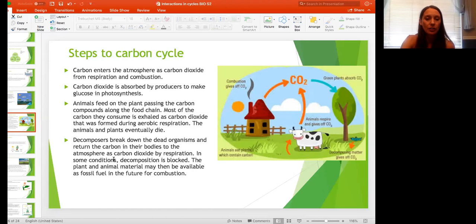So two parts to this one here, that decomposer part. We talked about how organisms all have carbon in our bodies. And when we die, or the organism dies, that carbon can be broken down and released by these decomposers. So the decomposers are organisms that feed off of dead material. So that's one way there. Another way is this plant and animal material can then be available as fossil fuel.